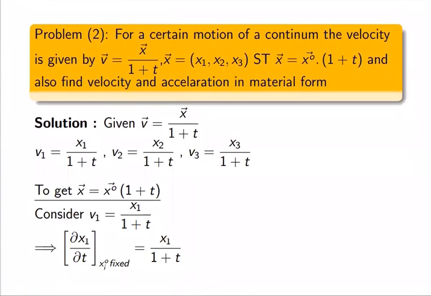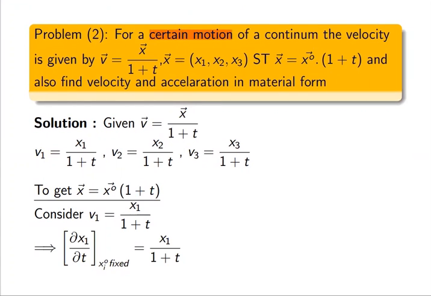The problem is this. Let us understand and read the problem. It says that for a certain motion of a continuum, they have given the velocity vector is this: v equal to x by 1 plus t, where x is x1, x2, x3. Show that x is equal to x naught into 1 plus t, and also find velocity and acceleration in material form.